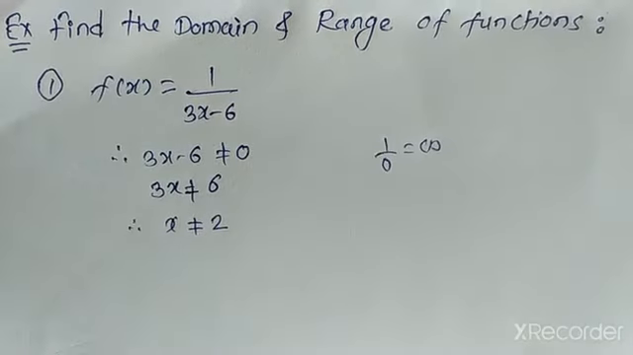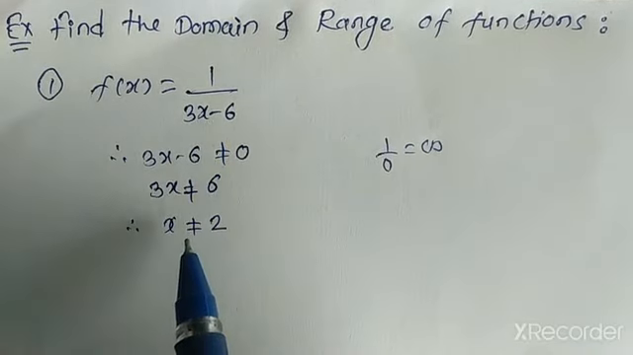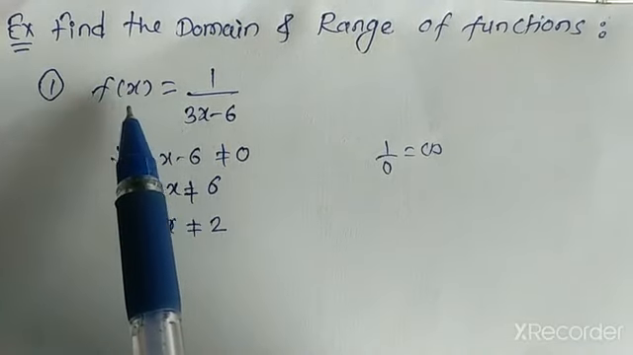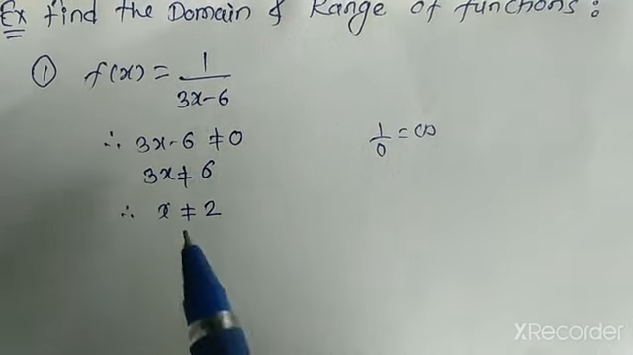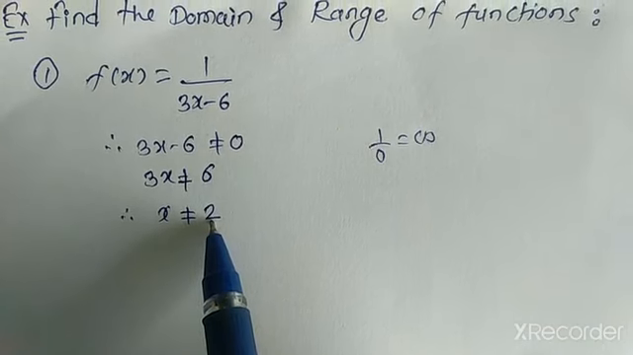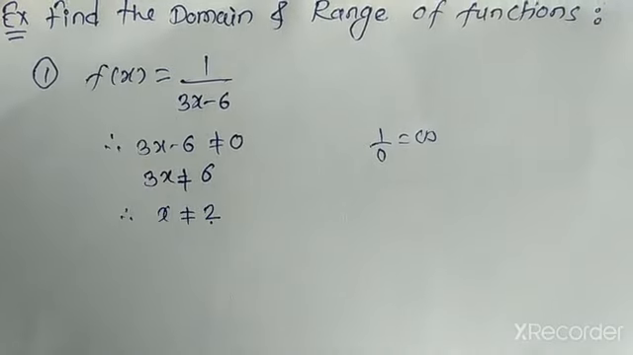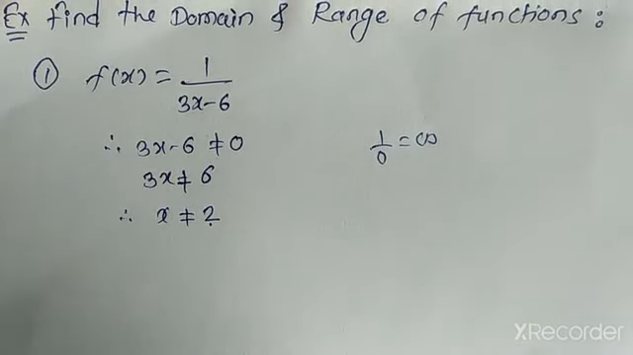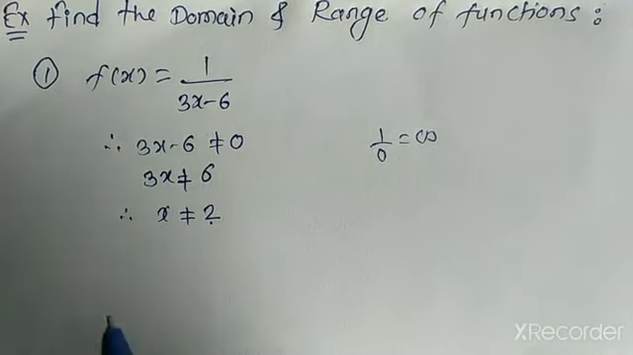That is, for x equal to 2, our denominator will be 0. So we have to take x not equal to 2 for the function f of x. So in the domain set, 2 is absent, or we have to delete 2 from our domain set. For any remaining value of x from the real numbers, the denominator will not be equal to 0.